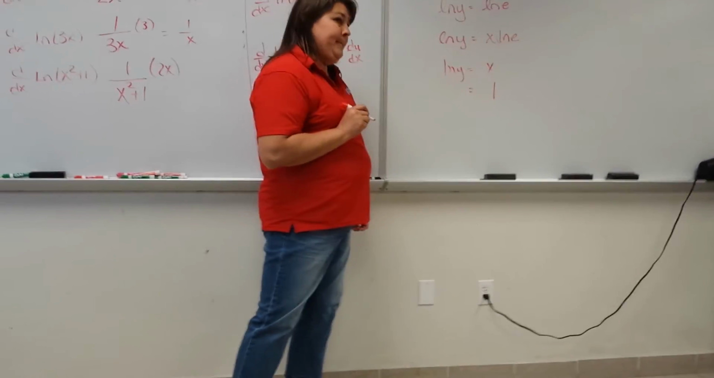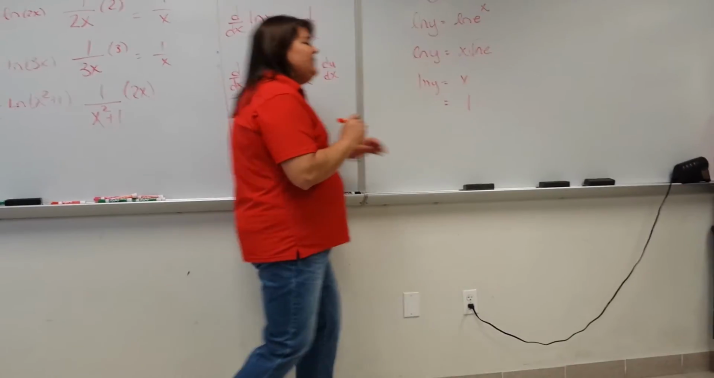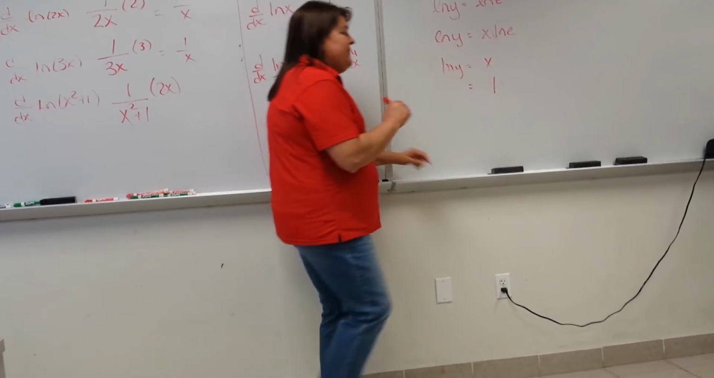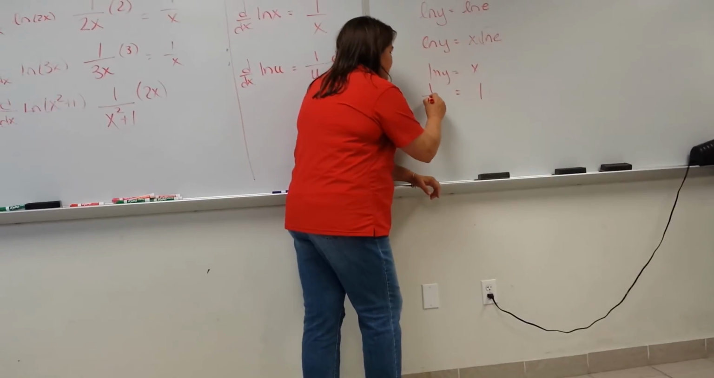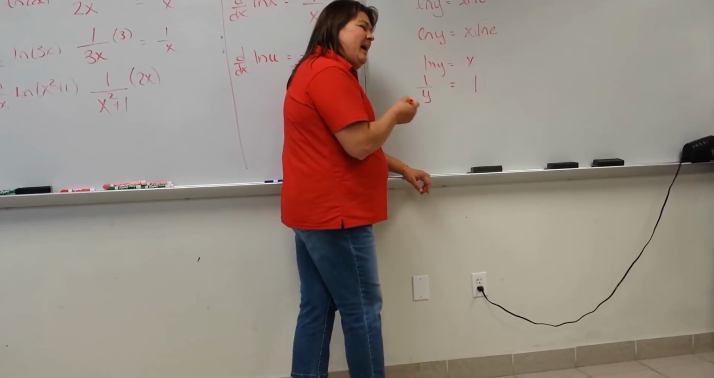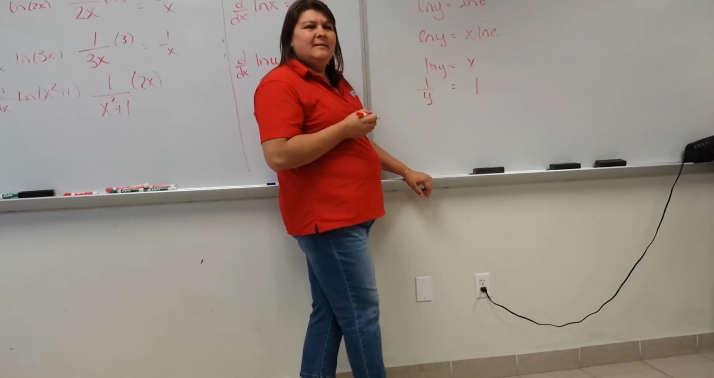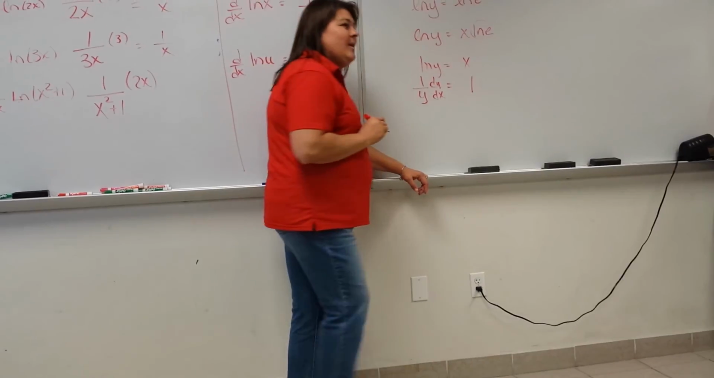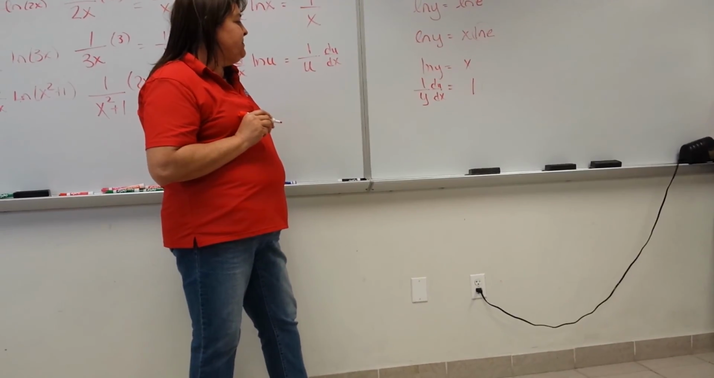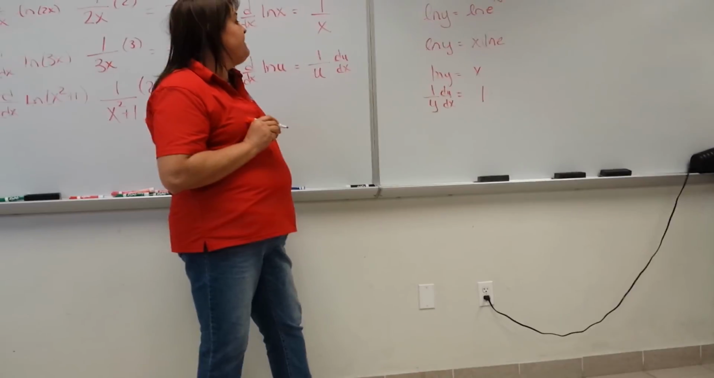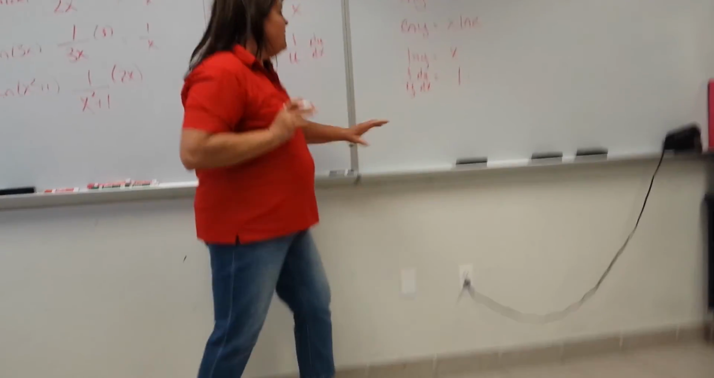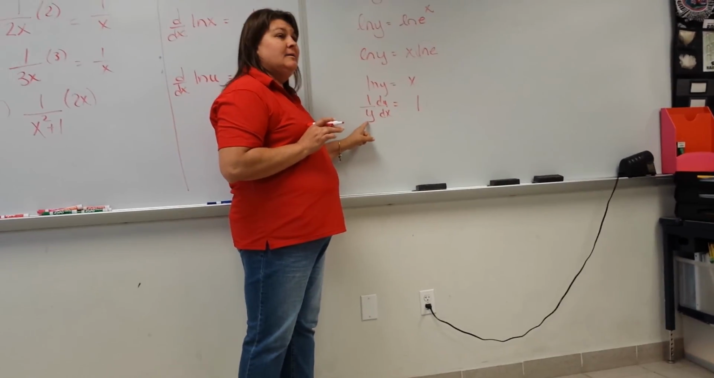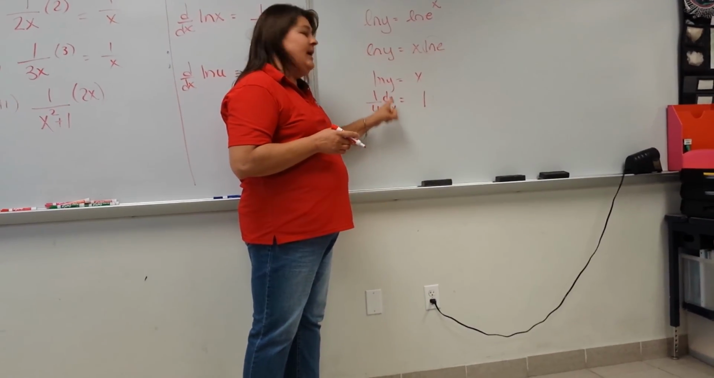How do we take the derivative of ln of anything that's not x? Put the derivative on top of the actual thing. So I have 1 over y, and then times the derivative of y, dy over dx. The derivative of x is 1. What's the derivative of ln of y? 1 over y times dy over dx. Tell me you did it with respect to x.